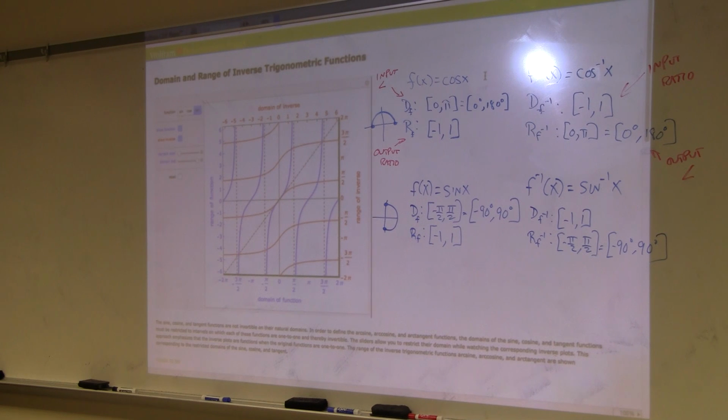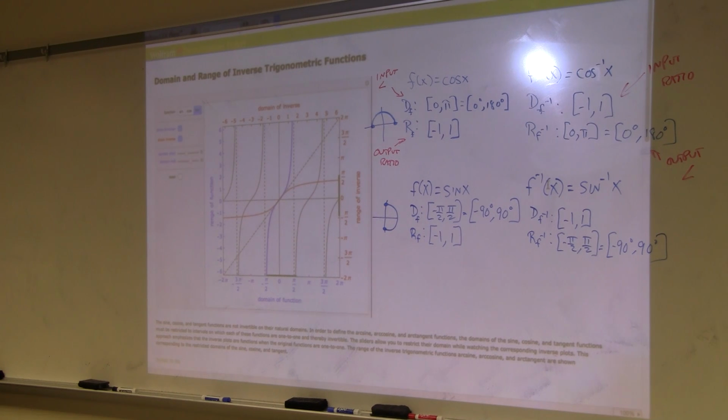What do you think? Evan? Negative pi over 2 to pi over 2. Same as for sine. Let's see. So if we restrict it, negative pi over 2 to pi over 2, it does look like we have a one-to-one function in blue and a function in red. Good.